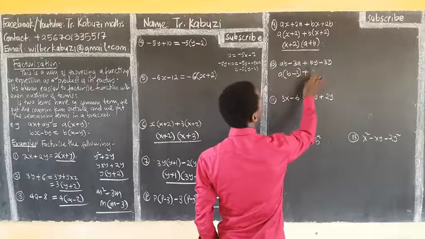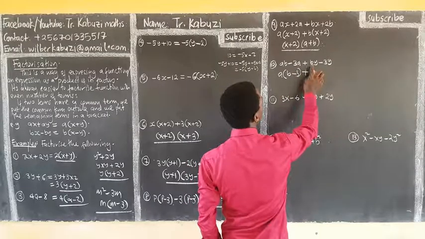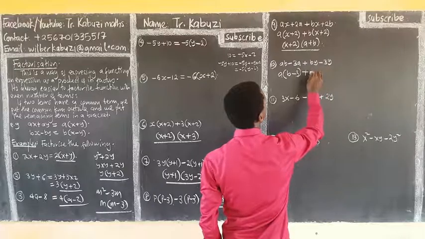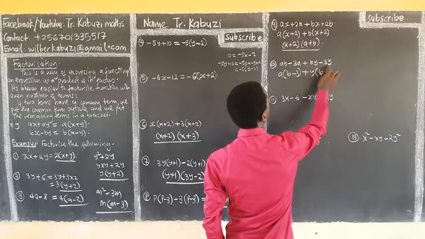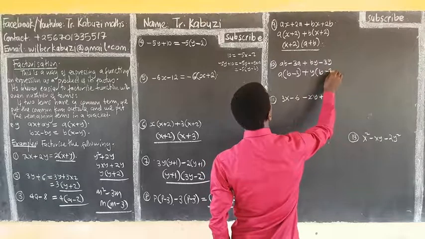Then plus, what is common here? Is it B? No. Is it Y? Yes. When I remove Y from here, I remain with B. When I remove Y from here, I remain with negative 3.